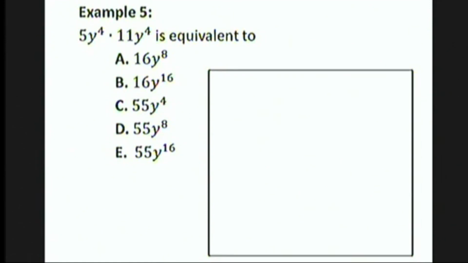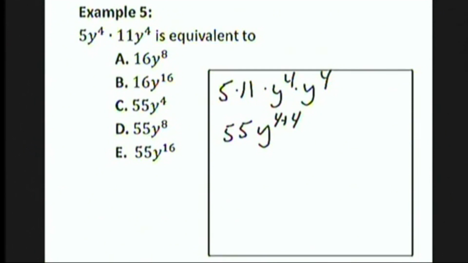Let's look at some more examples. 5y to the 4th times 11y to the 4th. Okay, well, we could just rearrange the product here to write it as 5 times 11 times y to the 4th times y to the 4th. 5 times 11 is 55. And here we're multiplying two expressions with the same base, so we can add the exponents, 4 plus 4. So we have 55y to the 8th, which is choice D.